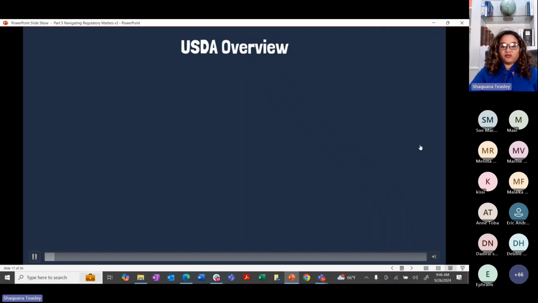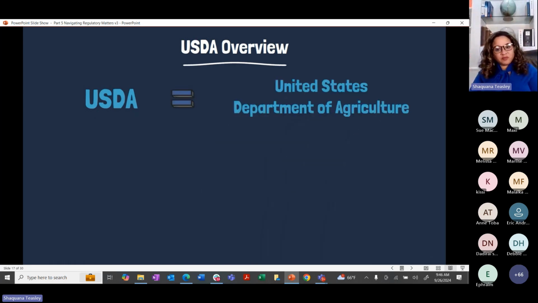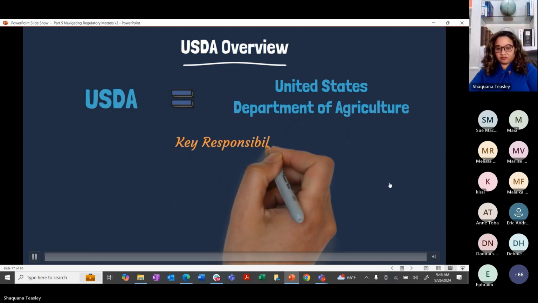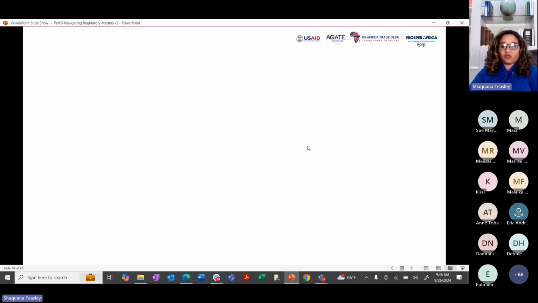Here's an overview of USDA. Keeping in mind, USDA and FDA are not the same. They are both OGAs or PGAs, as we've discussed. So to achieve compliance, we want to ensure that you have all the steps to achieve compliance. What we've gone over is making sure that you understand the differences between the two and what's required. So here are your steps to achieve compliance when we're discussing the USDA.